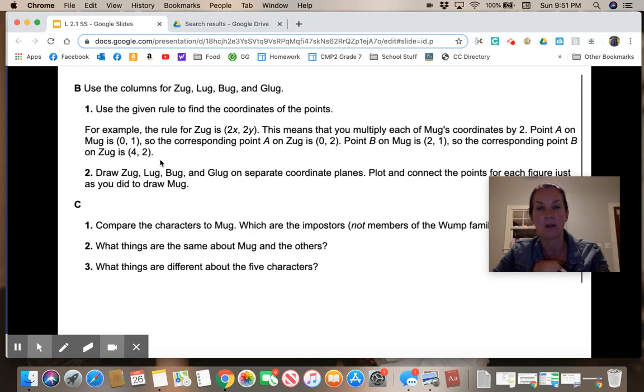Point A on Mug was 0, 1. So the corresponding point on A for Zug is 0, 2, because 0 times 2 is 0 and 1 times 2 is 2. Point B on Mug is 2, 1. So the corresponding point B on Zug would be 4, 2, because you're doubling the x and doubling the y. That's Zug's rule. Draw Zug, Lug, Bug, and Glug on separate coordinate planes. Plot and connect the points for each figure just like you did for Mug.